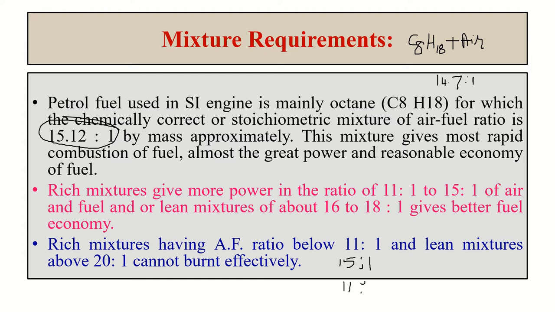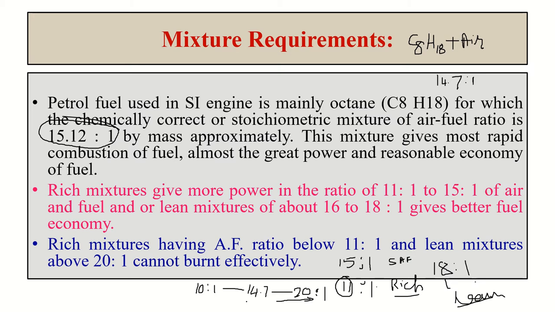Suppose I make it 11:1, then what is going to happen? This is the chemically correct or stoichiometric air fuel ratio, and this is what you can call a rich mixture because the quantity of air is less. Suppose I use something like 18:1, then more air, less fuel, then you call it a lean mixture. So there is rich mixture, there is lean mixture, there is stoichiometric ratio. So depending on the conditions, we may have to supply different air fuel ratios. Something like 10:1, say 14.7:1, say 20:1. This is the range in which you can operate. This is the leaner side and this is the richer side.